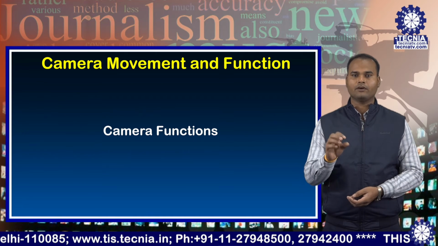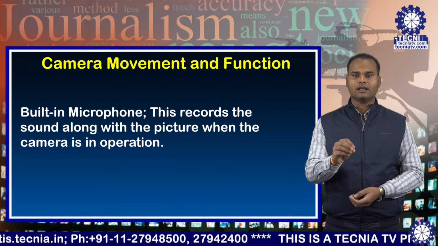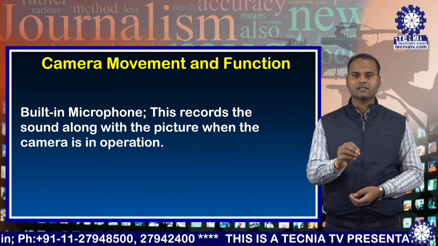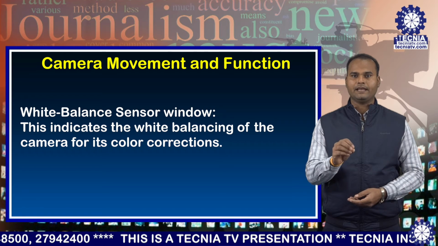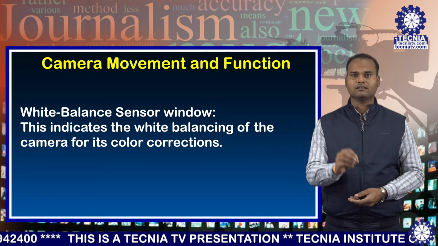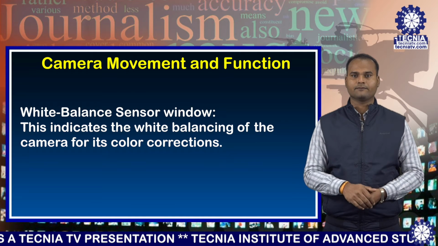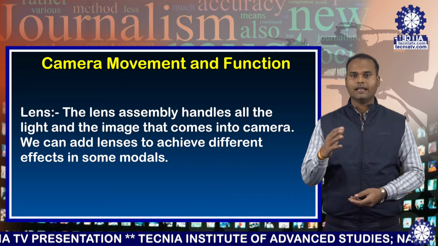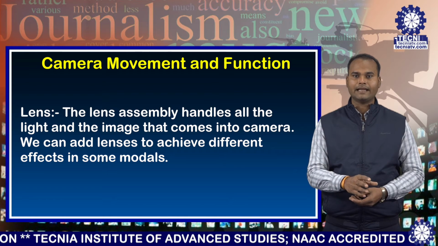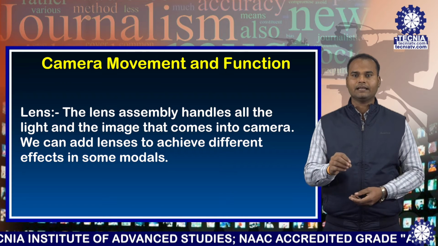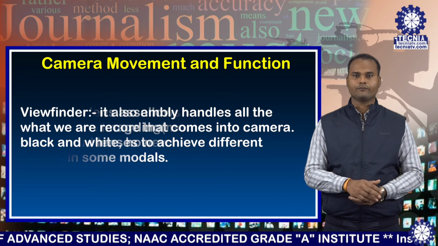Camera functions. Built-in microphone. This records the sound along with the pictures when the camera is in operation. White balance. This indicates the white balancing of the camera for its color corrections. Lens. The lens assembly handles all the light and the image that comes into the camera. We can change the lens to achieve different effects in some models.